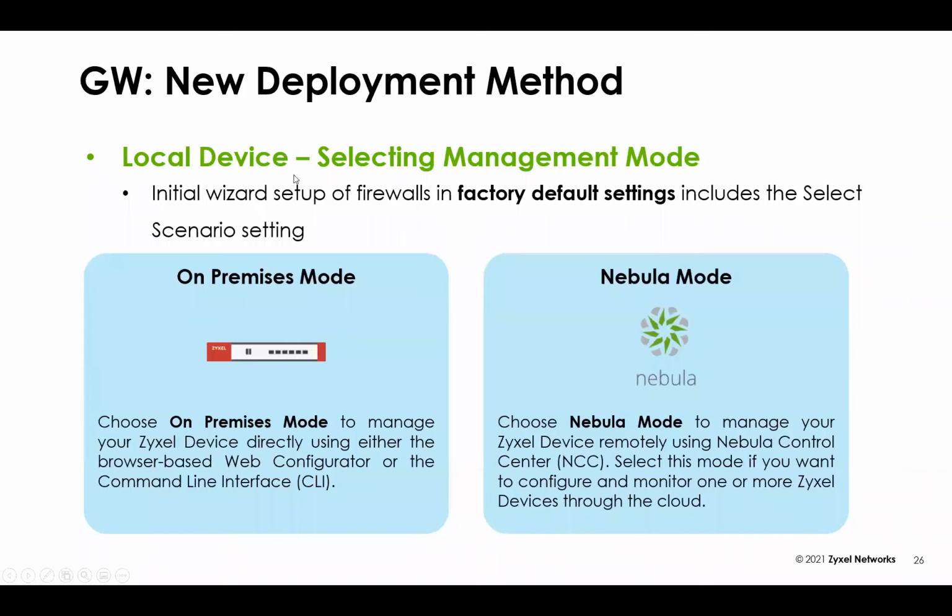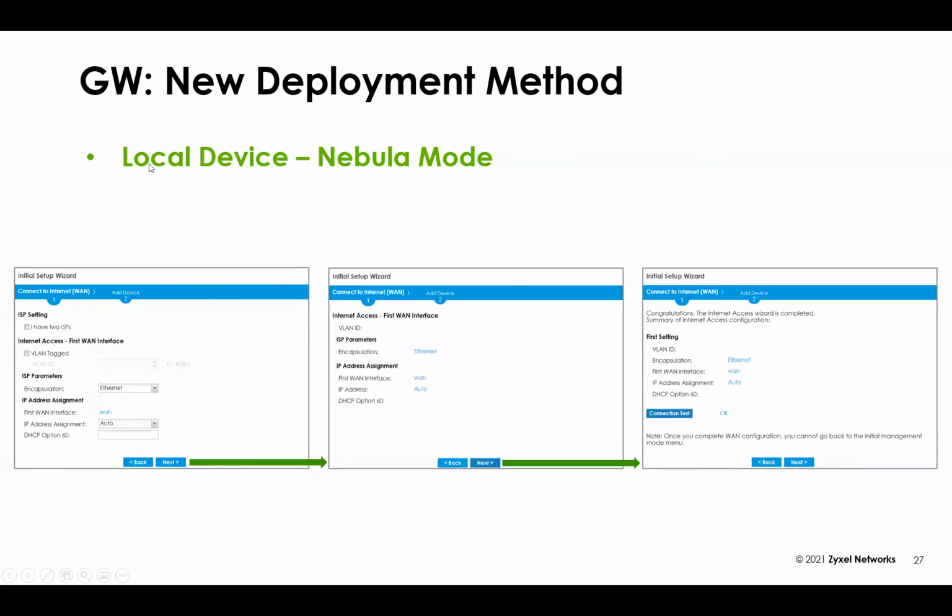For the local device, like I said, when you log in for the first time, you have two options. On-premise mode is going to be your locally managed mode when you don't want to manage it in the cloud. And here we have our Nebula mode. So you would select Nebula mode to configure the next screens to get it online through the WAN port. So here's what the local device Nebula mode menu looks like.